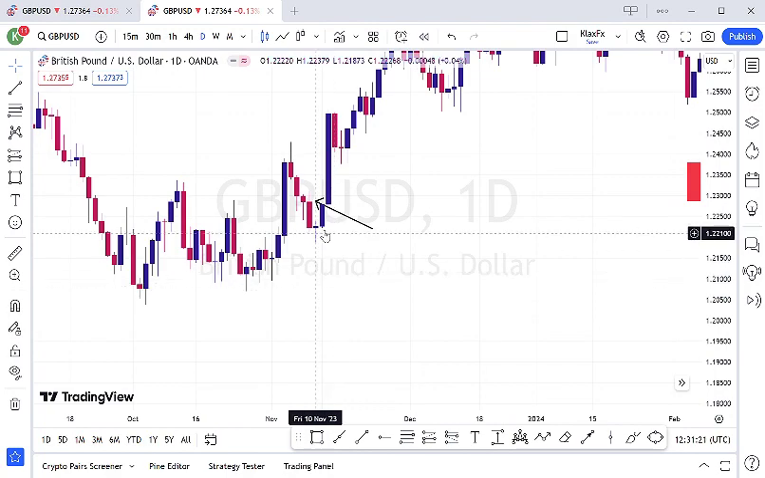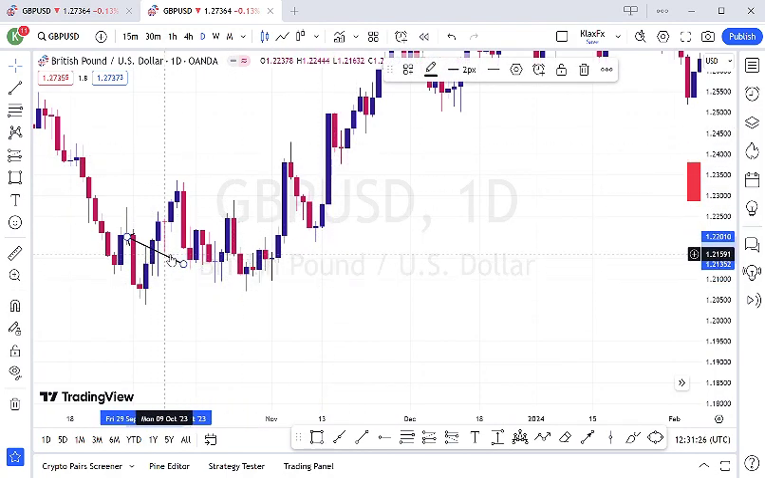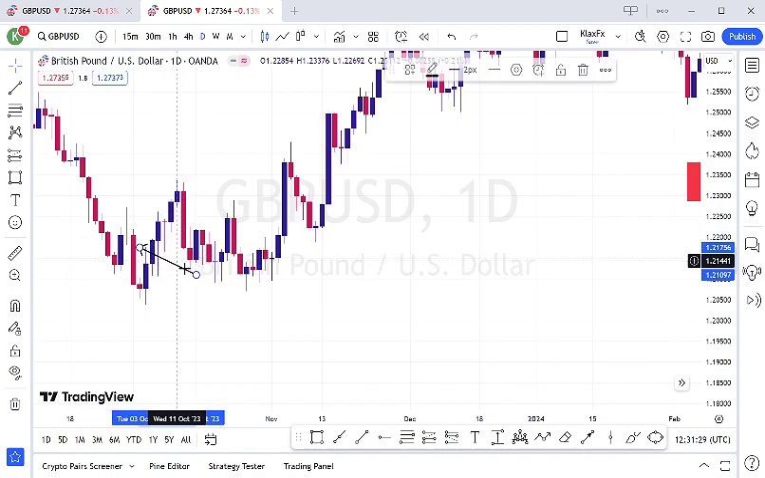Sorry, this is a morning star, and this is a morning star, not evening star. Let me look for evening star. Okay, so this is the evening star pattern. You get this one here. This is an evening star pattern.